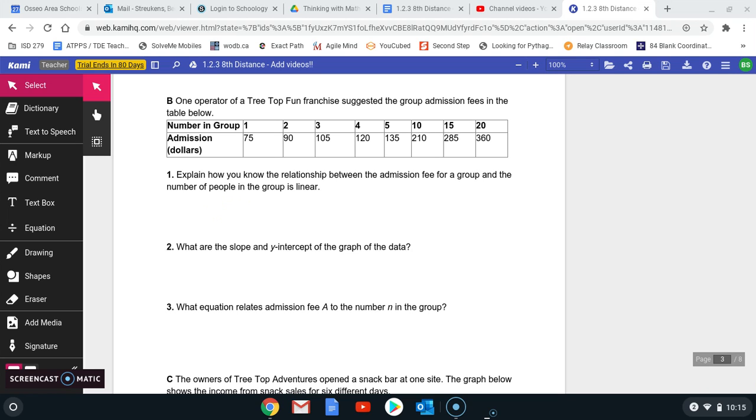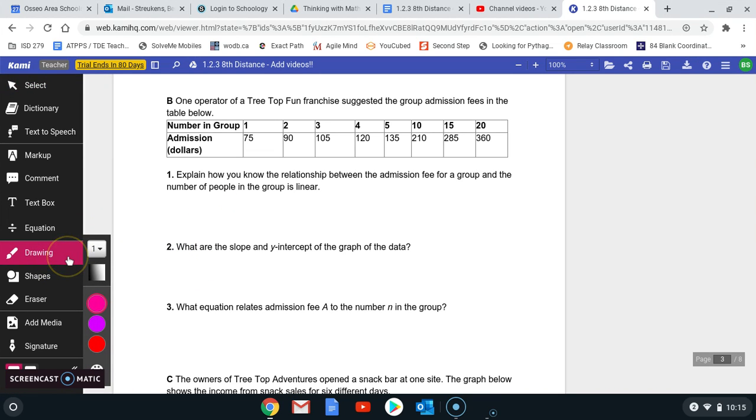2, what are the slope and y-intercept of the graph of the data? So remember, our slope is rise over run. So let me put a note in here for you guys. That is the rise over the run. That is the slope, or the m. The y-intercept is where the graph is when the y equals 0. So where is the y when the x equals 0?